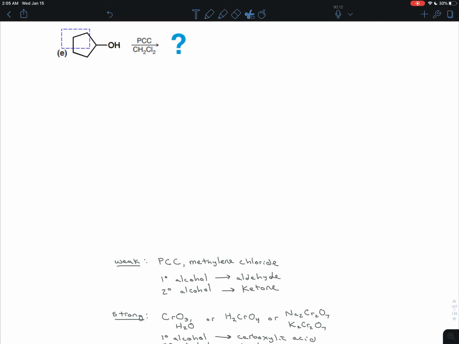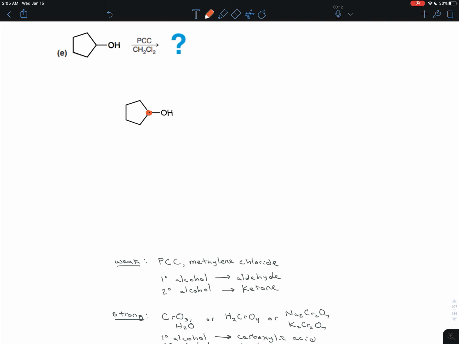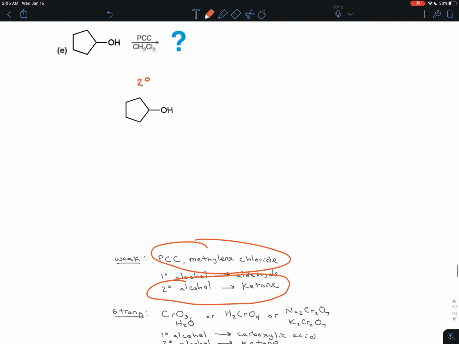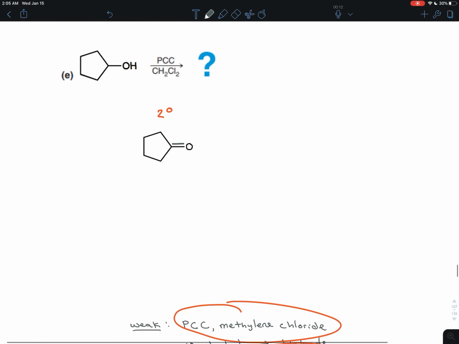Okay, so what type of an alcohol do we have? This carbon that has the OH on it is bonded to two other carbons. This is a secondary alcohol. PCC will turn a secondary alcohol into a ketone. So you'll erase that H and just draw a pi bond in. And that's it. That's the product you'd expect.